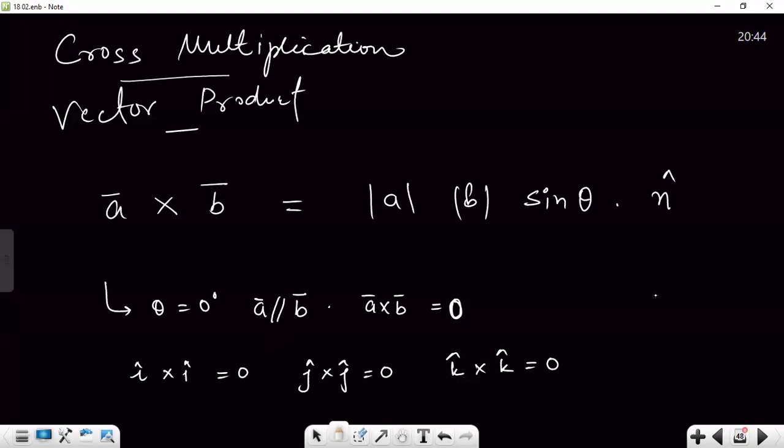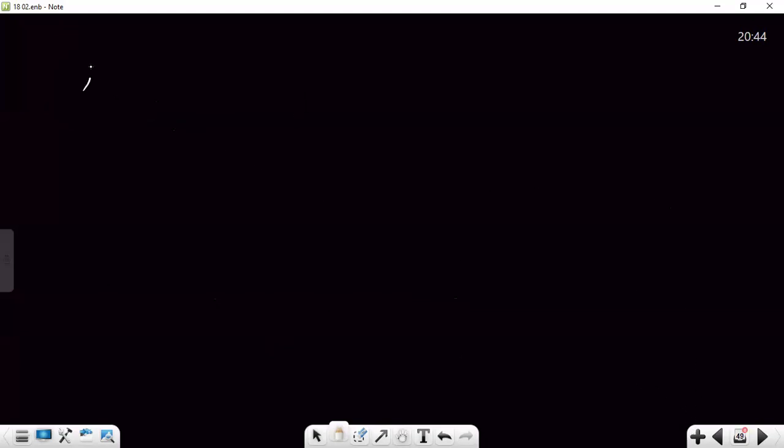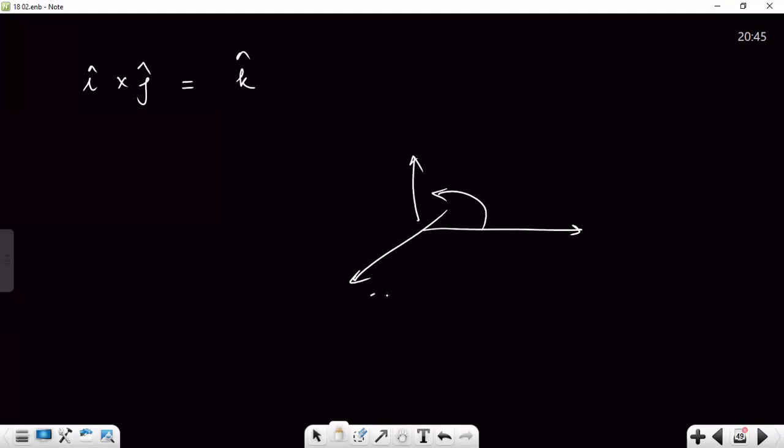An interesting thing is this: i cap cross j cap will be equal to k cap. Why? Because x, y, and if we take a cross multiplication, that comes out perpendicularly outward, that is z. So that is how.